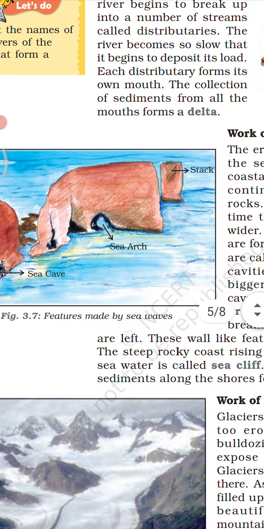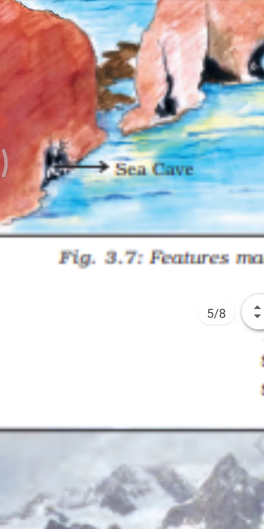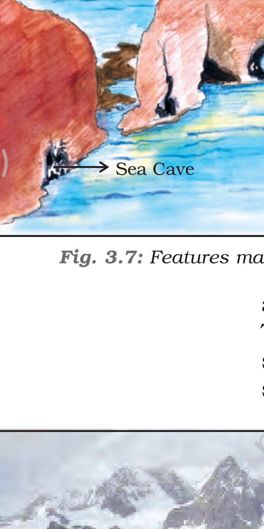Now see, here it is shown. When the water continuously strikes against the rocks, it starts cutting the rock, and it becomes hollow, or it makes a hollow shape in the rocks. So we call it a sea cave. And with time it starts becoming wider and larger.